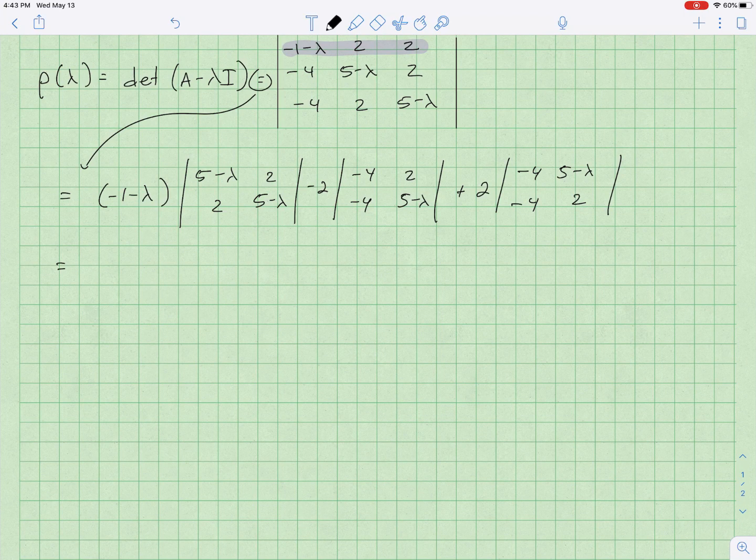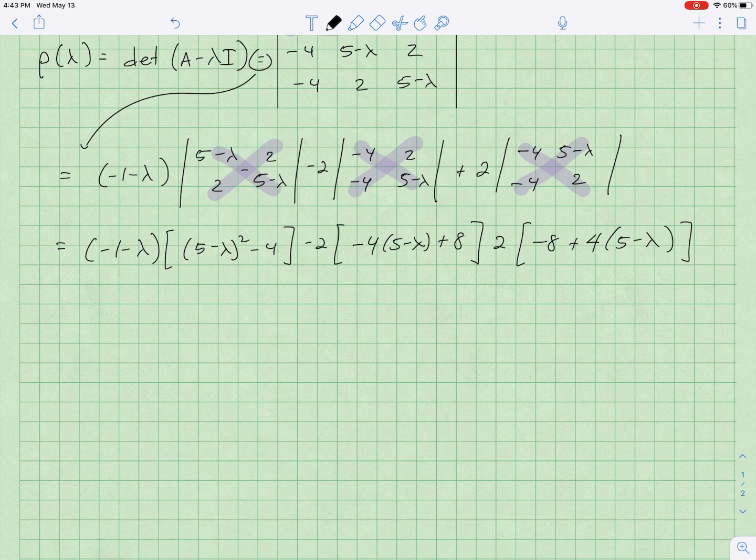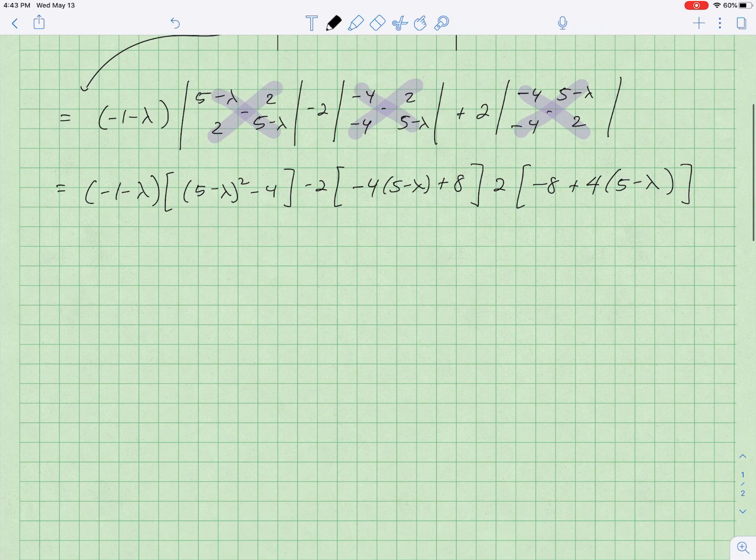Cleaning this up just a little bit, this is going to be negative 1 minus lambda times 5 minus lambda squared minus 4. Minus 2 times the 2, I'm doing Twinkie products here, by the way. Twinkies. This is going to be negative 4 times 5 minus lambda plus 8. And then 2 times negative 8 plus 4 times 5 minus lambda, as I adjust some of those negative signs while I subtract my Twinkie products there. So watch out for those double and triple negatives.